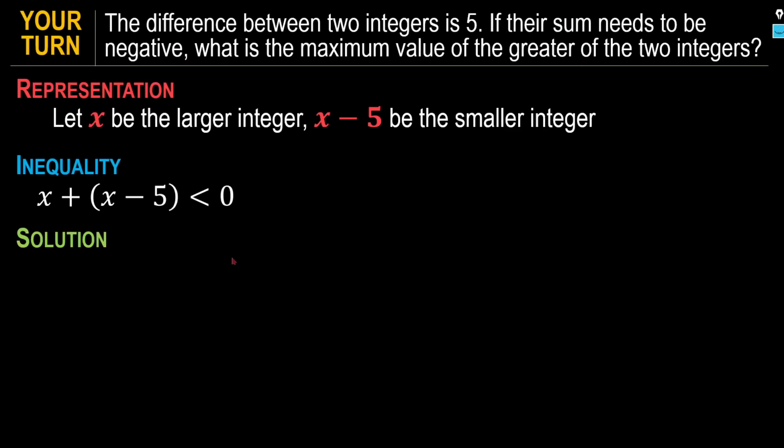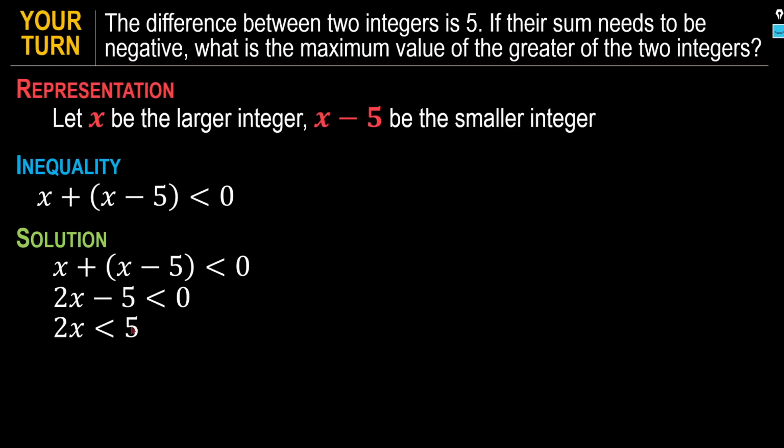So, we solve our inequality. You can combine the similar terms here to get 2x minus 5 on the left. And then we add 5 to both sides of the inequality. You get 2x is less than 5. And finally, we divide both sides by 2. No flipping. That's a positive number na divisor. x is less than 2.5 or 5 over 2.